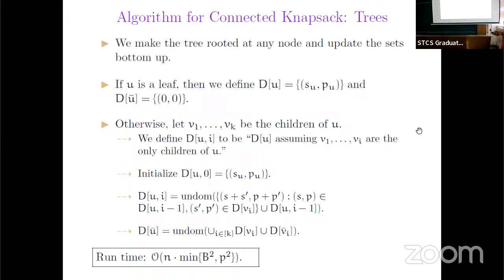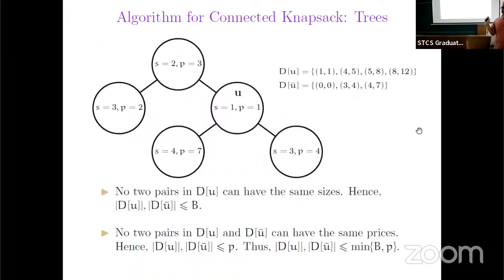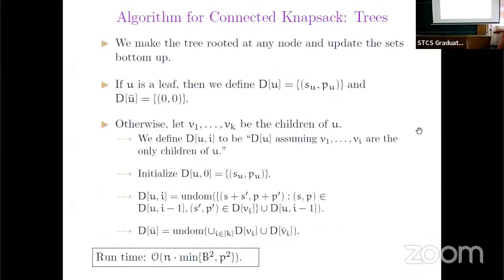So you are assuming everything is integer, right? Yes, everything is integer. Everything is positive integer. Okay, so then how do I populate this? So we fill up this DP table bottom up. That means from leaves to roots.